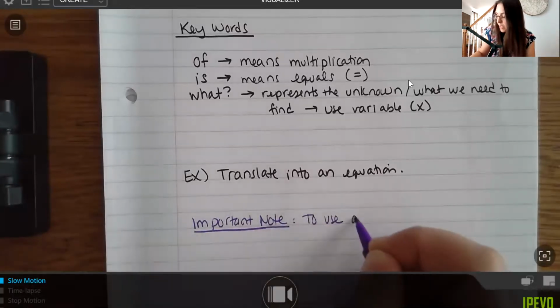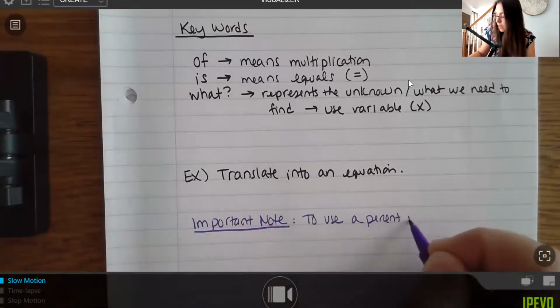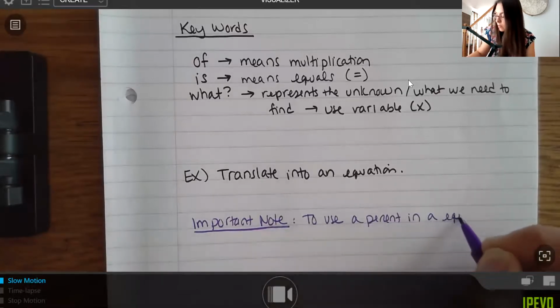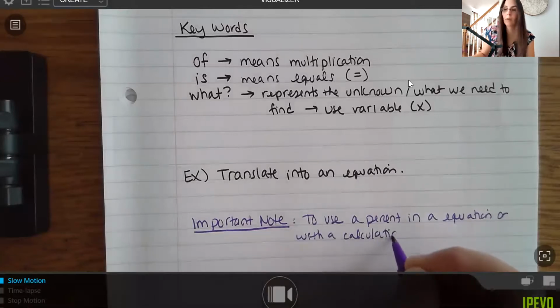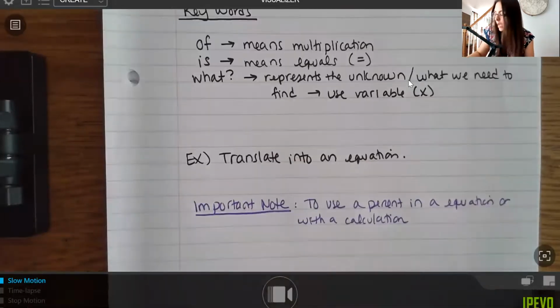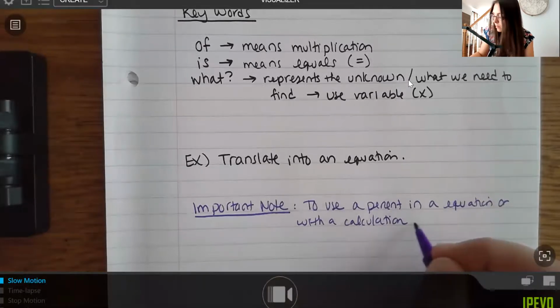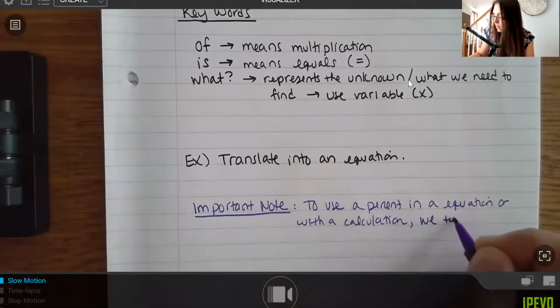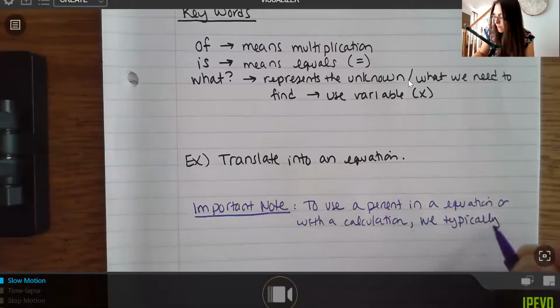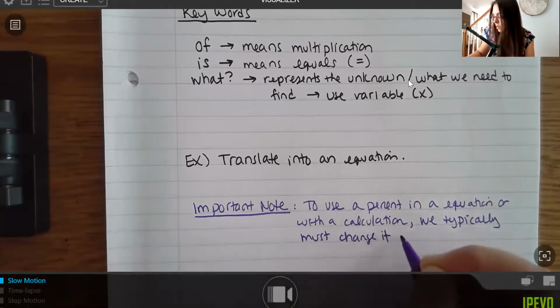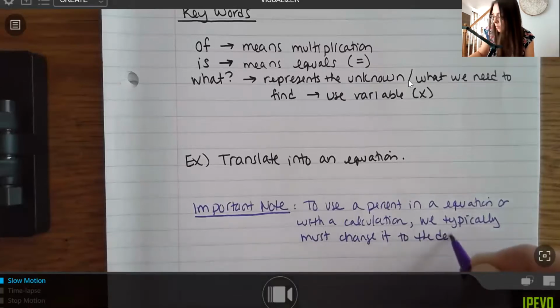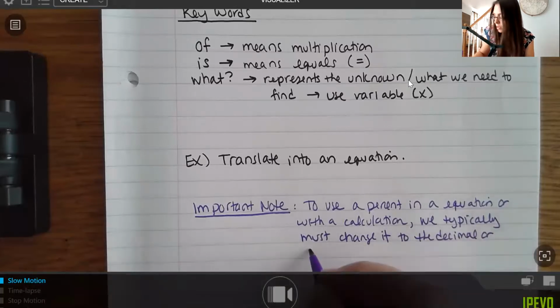To use a percent in an equation or with a calculation, so if you're multiplying with the percent or you end up doing something different with it, we typically must change it to the decimal or fraction form.